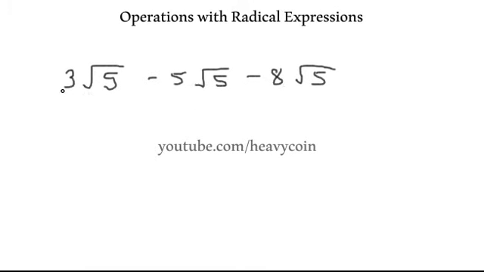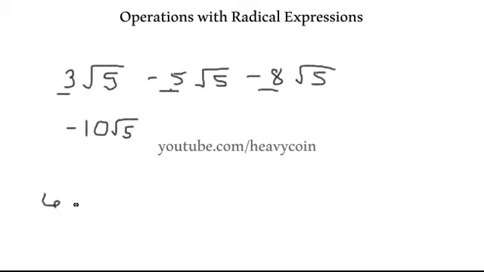they're all alike, what we can do is just add their coefficients. So 3 minus 5 minus 8 is going to be negative 10. Then you just write square roots of 5. 3 minus 5 is negative 2, and negative 2 minus 8 is negative 10. Alright, let's look at another one here.